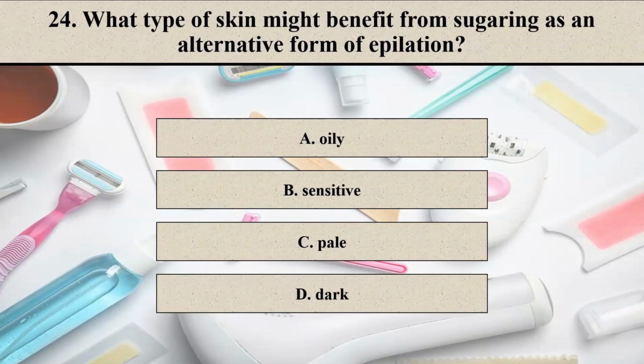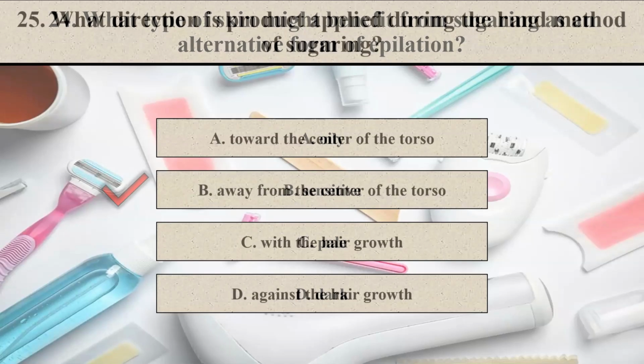What type of skin might benefit from sugaring as an alternative form of epilation? Is it oily, sensitive, pale, dark? If you chose B, sensitive, you are correct.